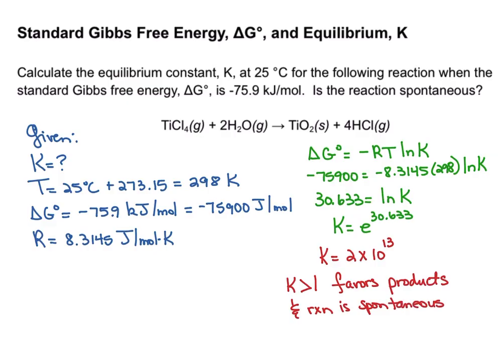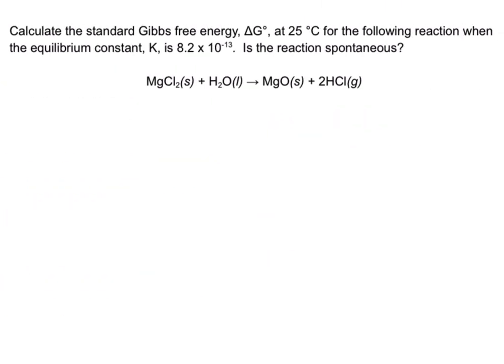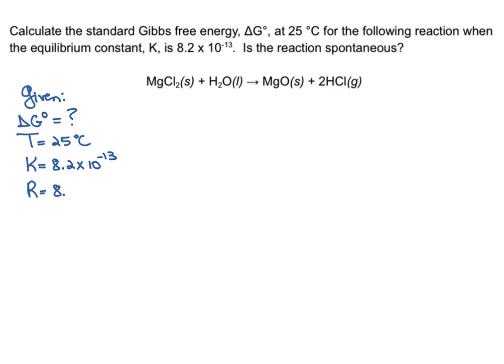Let's take a look at another example. We're asked to calculate the standard Gibbs free energy at 25 degrees Celsius for the following reaction when the equilibrium constant is 8.2 times 10 to the negative 13, and is the reaction spontaneous? So let's start with our given. This time we're asked to solve for the standard Gibbs free energy. We have our temperature. We have our equilibrium constant. And we have our universal gas constant for energy.